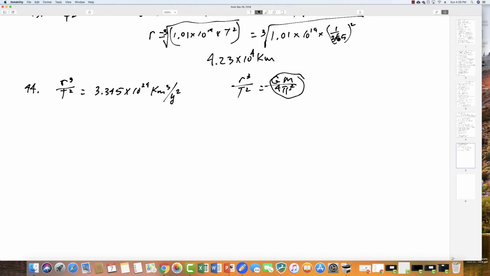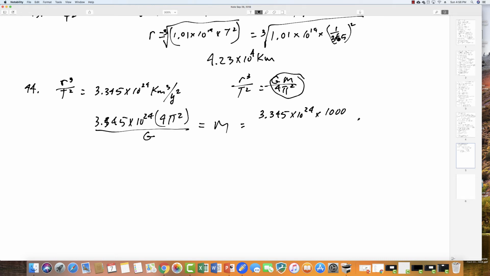So if we want to calculate the mass, we're going to take this number times 10 to the 24. We're going to multiply that by 4 pi squared, and we're going to divide all of that by G, and that's going to give you the mass. But because of the difference in units between this and G, we're going to have to finagle this top part just a little bit. So let's take this 3.345 times 10 to the 24th, and we're going to have to multiply that by 1,000, because there are 1,000 meters in a kilometer.